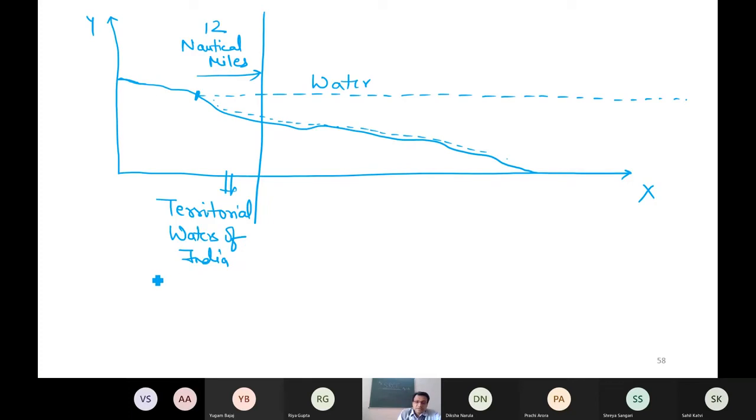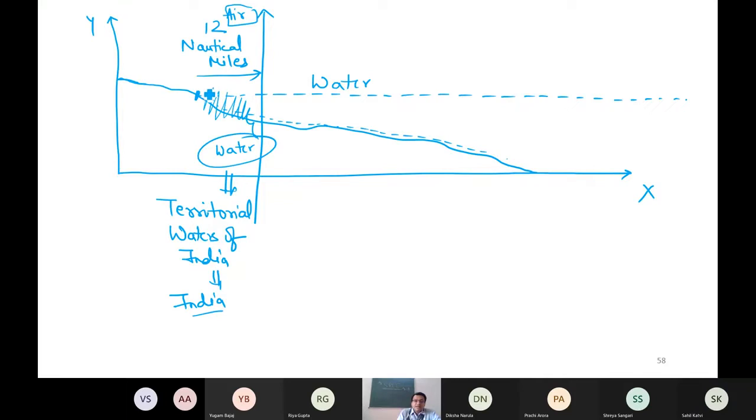Till 12 nautical miles, I have all the rights. India has all the rights to do whatever India wants to do in this area, whether it is water or air. You can just have a straight line, and in airspace as well as in water space, I have all the rights.